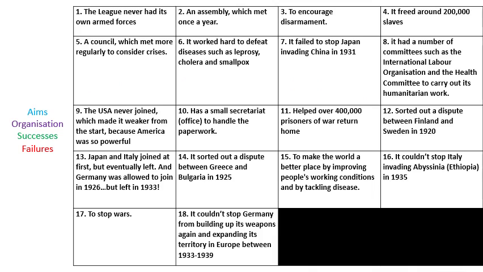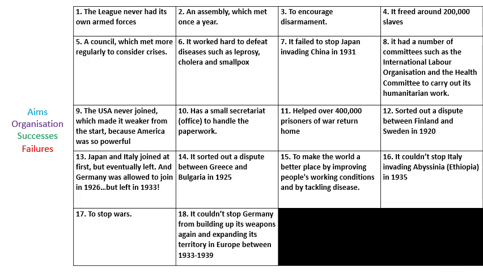So I want you to have a read through of all of these different boxes, okay? What is important about these boxes is that they can be broken down into one of 4 categories, which are the coloured bits on the left there. So you've got aims, organisation, successes and failures.